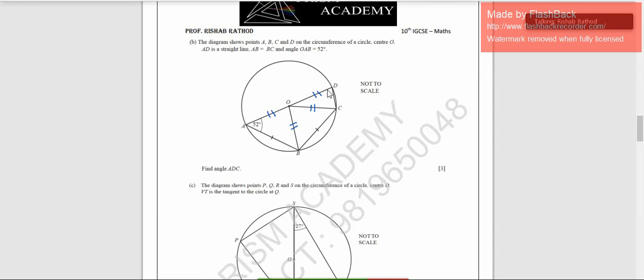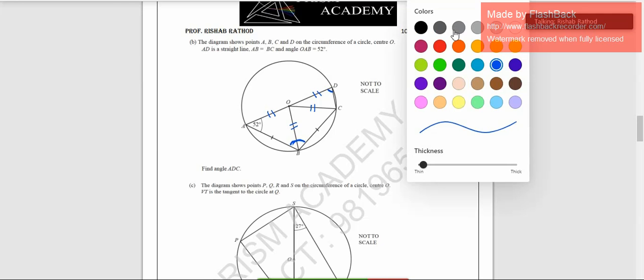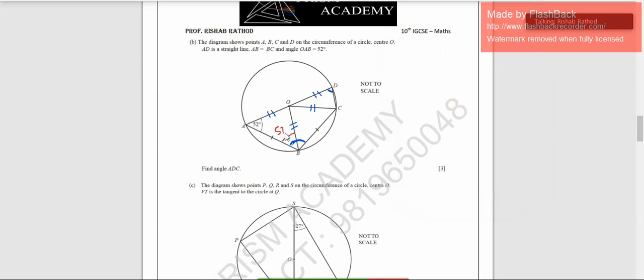So remember, this ADC and this are opposite angles. Okay, this and this form a cyclic quadrilateral. I'll just change the color so that you understand now. This is 52. Can I say this also will become 52? The reason being what? Isosceles triangle property. 52, 52. Correct? This angle will be 180 minus 104, by the triangle sum property.